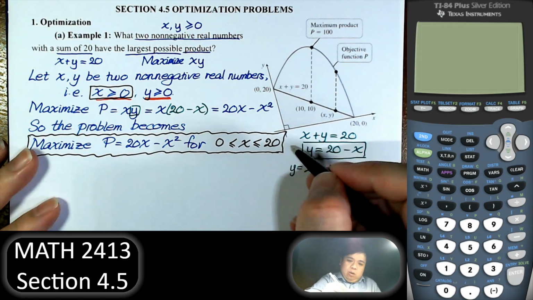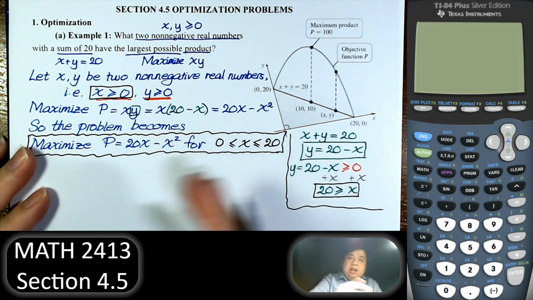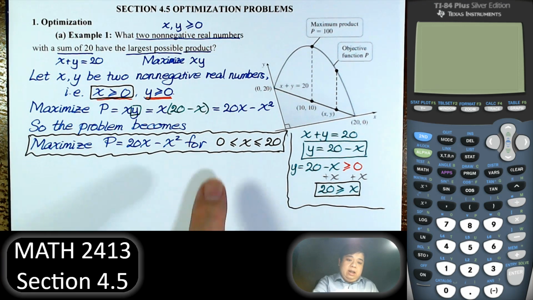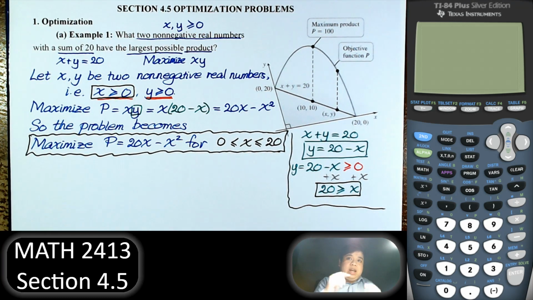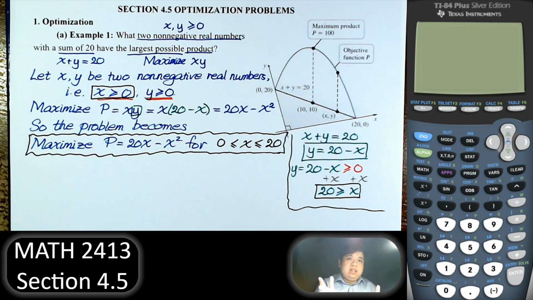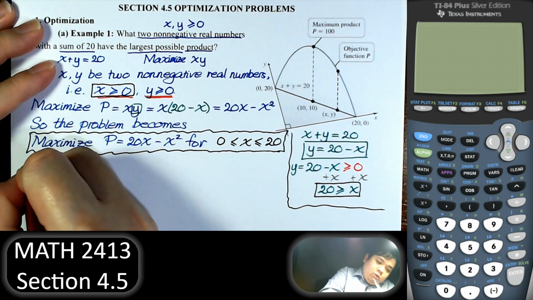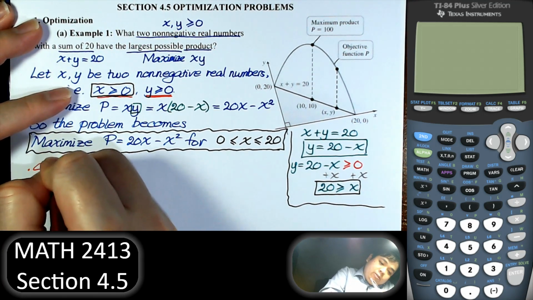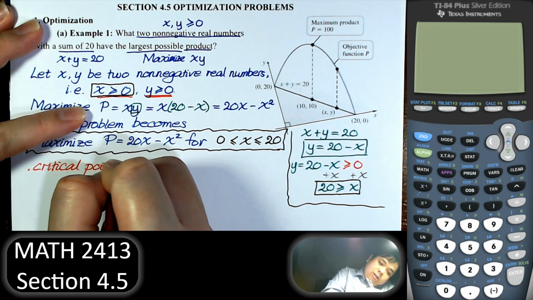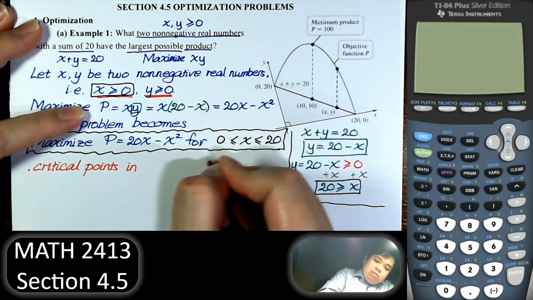The rest of solving this problem is pretty simple. First, we find critical points in between, and then we test the boundary and any critical point inside. The biggest one is the max, the smallest one is the min. That's very simple. So to do this, first we find critical points inside 0 and 20. It could be an open interval as well.